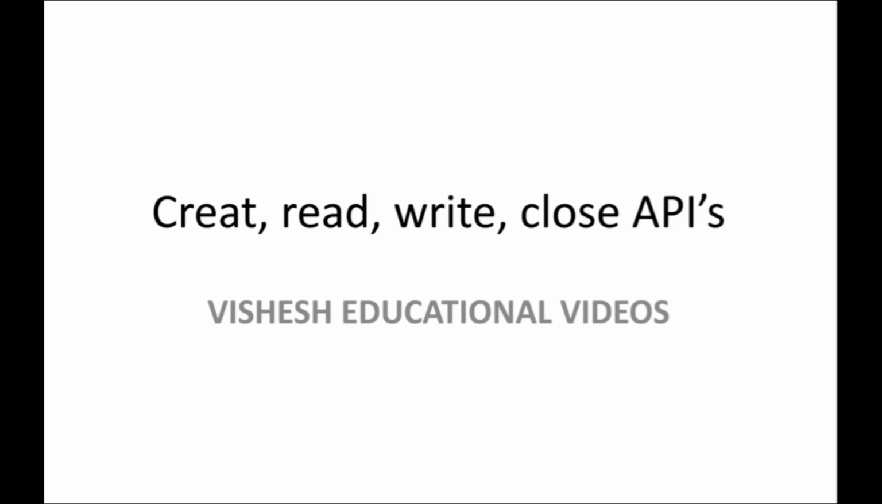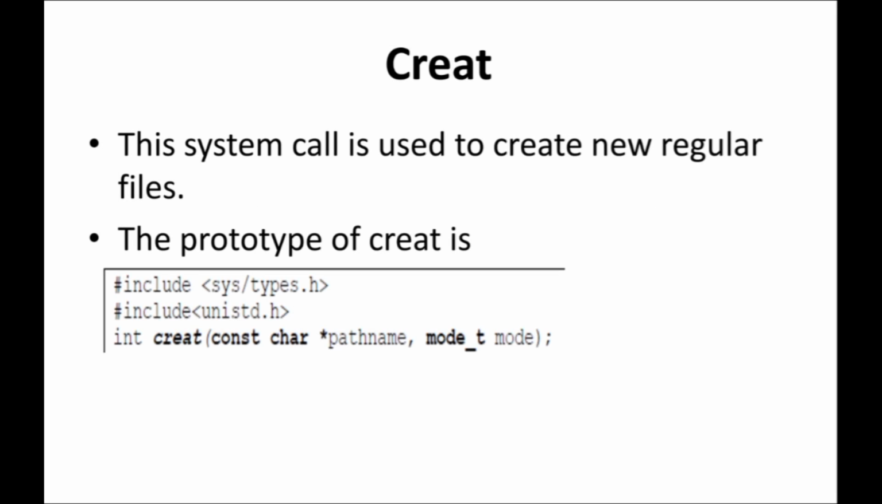So let me begin the explanation of each of these APIs in detail. First I will start with the create API. The create system call is used to create a new file, particularly a new regular file. Regular file means it can be a text file or a binary file. If you want to create a text file or a binary file, you can use this create API.